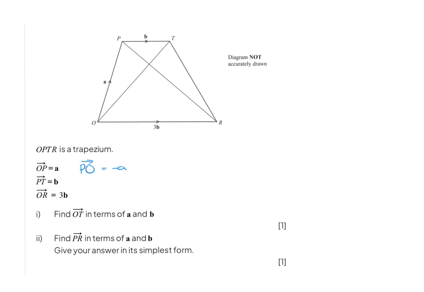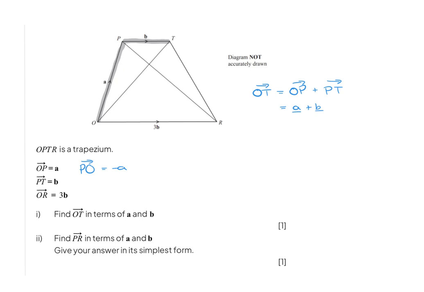So in our first question, we're trying to find the vector OT. So what this means is we're going to travel from O down to T, and we're going to take a path that leads us down vectors that we know already or that we can calculate. So to get from O to T, we're going to go down OP and then along PT. Now OP is equal to the vector little a, and PT is equal to the vector little b. And so the vector OT is A plus B.